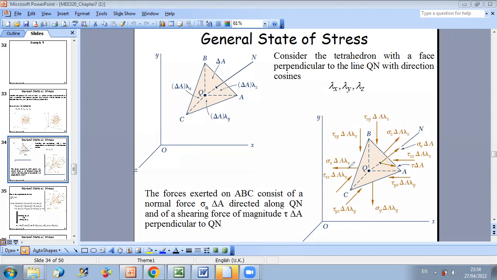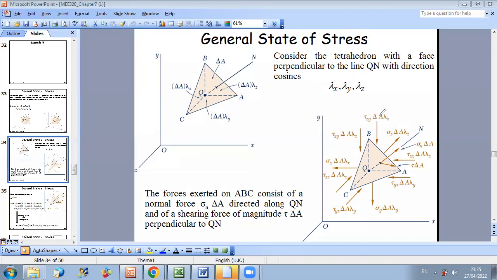Now, each face is characterized by normal forces and shear forces. So again, going back to area BQC, which is equal to delta A times lambda x. The normal force is equal to sigma x times this area. And we have two shear forces in directions z and y. So we can find the shear forces by multiplying the shear stress tau xy by the area and the shear stress tau yz by the area. Similarly, for other faces, we can define normal force and shear forces.